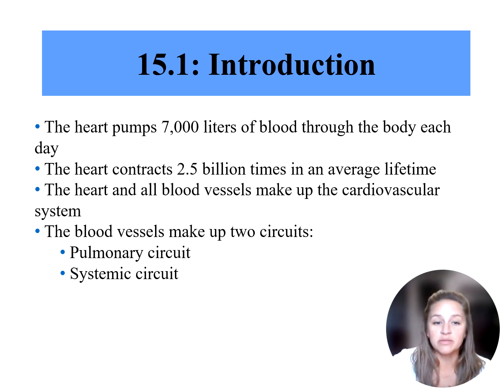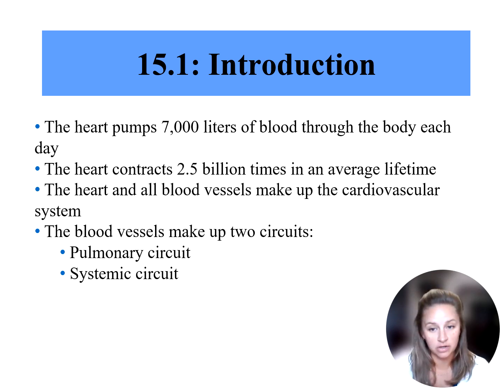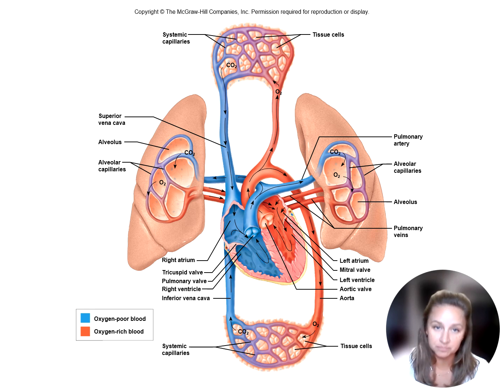And we're going to talk about the two circuits, the pulmonary circuit, which is the circuit between the lungs and the heart, and the systemic circuit, which is everything else between the heart and all of the parts of the body that the oxygenated blood is going to and returning the deoxygenated blood. So this is showing both the systemic and the pulmonary systems.